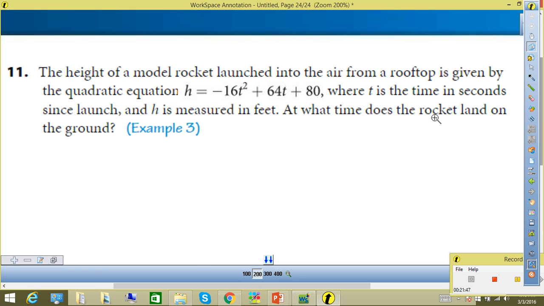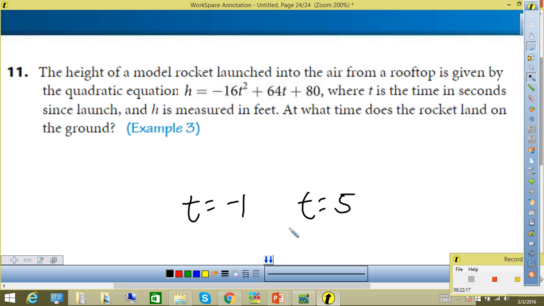Okay, look up, please. It says, the height of a model rocket launched in the air from the rooftop is given by the quadratic equation h equals -16t squared plus 64t plus 80. Do you guys see how this one, instead of writing y, they have h, and instead of x, we have t, right? But the process is the same. Now, the question was on the home play, you got two answers: t equals -1 and t equals 5. So, what would be the answer to this question? At what time does the rocket land on the ground? Talk it over with your neighbor really quick and tell him why.